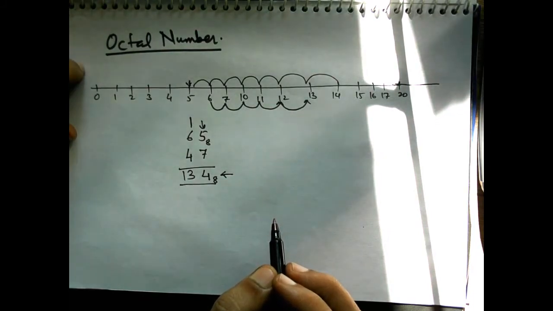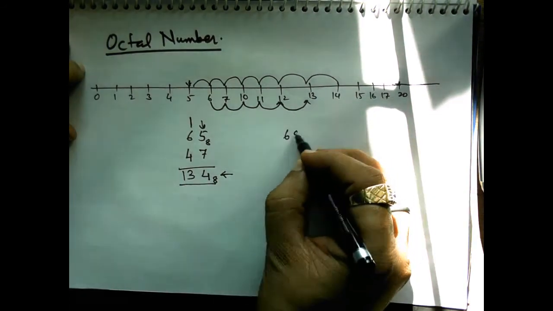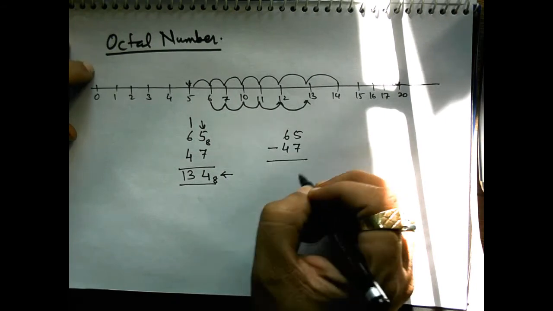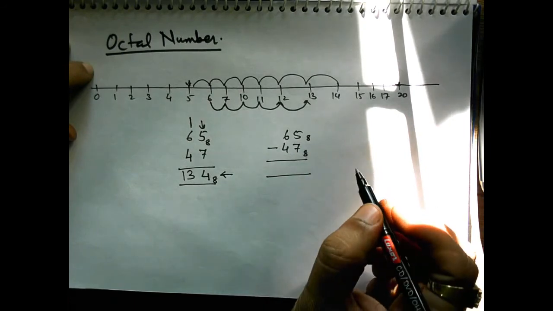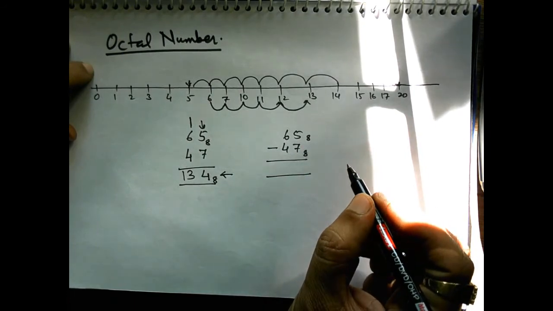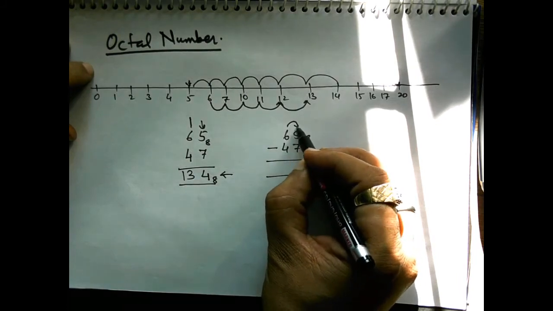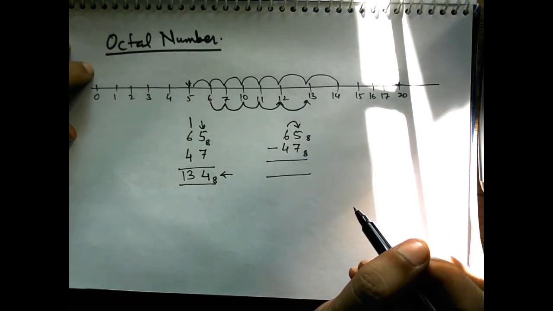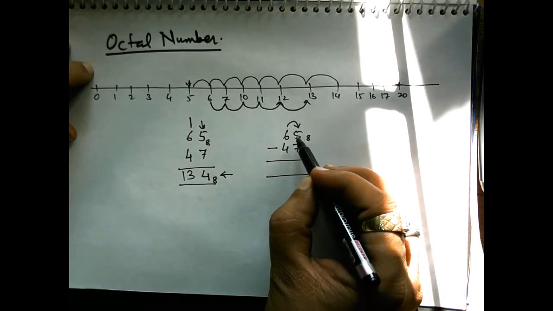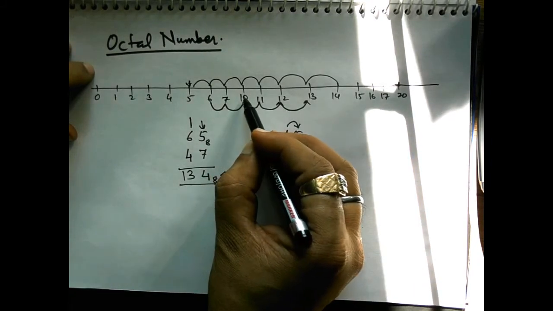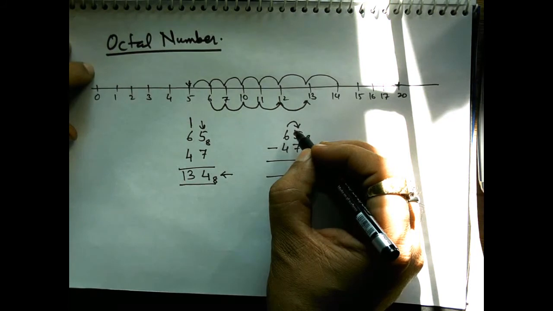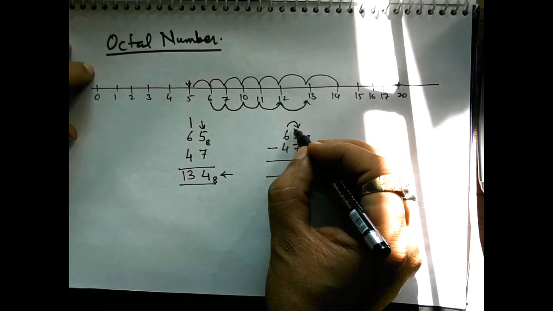Suppose you have to perform, say, the same subtraction: 47 has to be subtracted from 65, and the problem has to be performed in the octal number system. Naturally it needs a borrow from this position, and by giving a borrow it simply gives this 10. This means it becomes 15 of this number system.